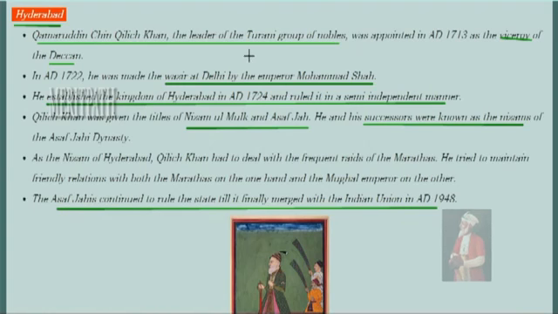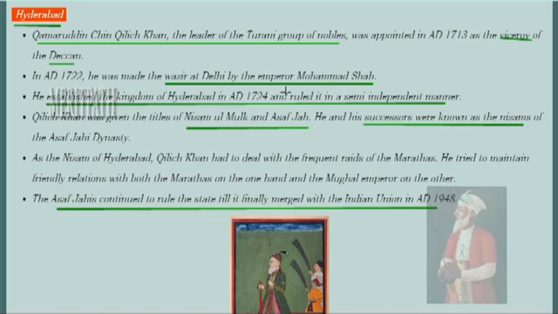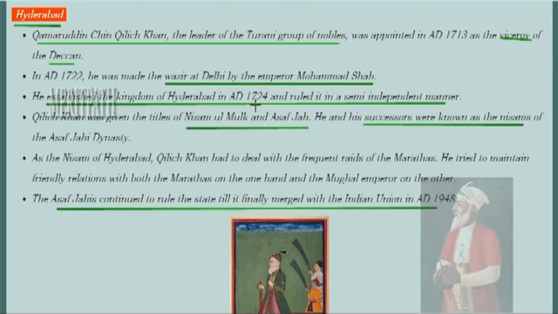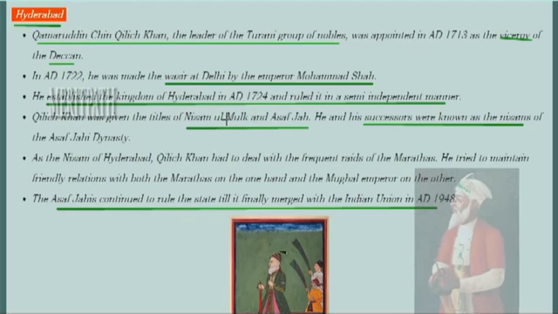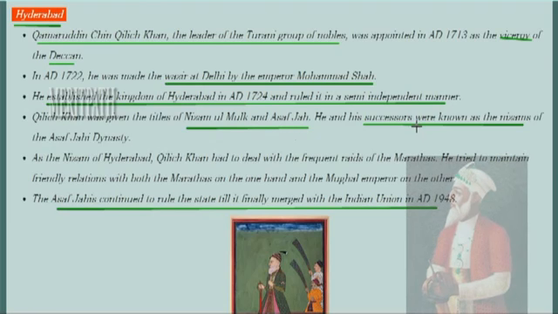Next, let's see Hyderabad. Kamaruddin Chin Qilich Khan was the leader of the Turani group, and in AD 1713 he was appointed Viceroy of the Deccan region. In 1722 he was made the Wazir at Delhi by Emperor Muhammad Shah. Wazir is like Prime Minister. He established the Kingdom of Hyderabad in AD 1724 and ruled it in a semi-independent way. He was given the title of Nizam ul Mulk and Asaf Jah, and his successors were known as the Nizams of the Asaf Jahi dynasty.